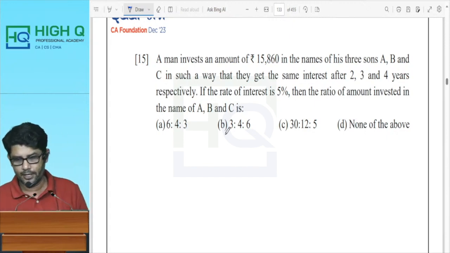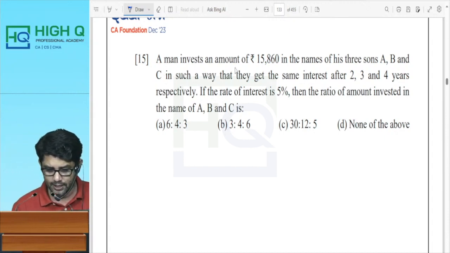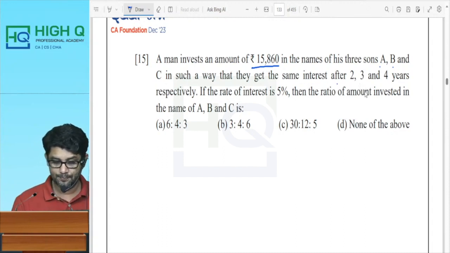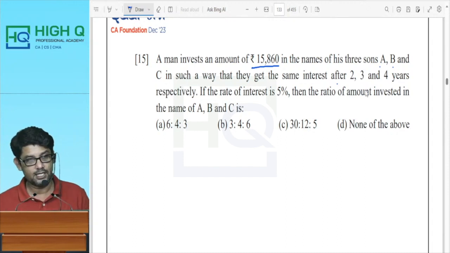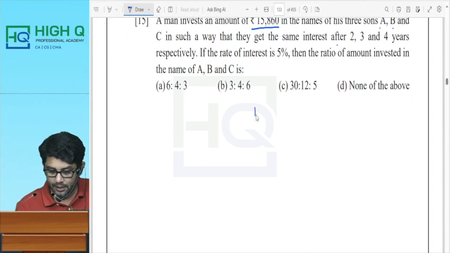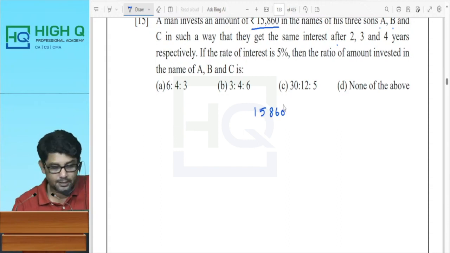Okay, now try. A man invests an amount of 15,860 rupees in the names of his three sons A, B and C in such a way that they get the same interest after 2, 3 and 4 years respectively. If the rate of interest is 5%, then find the ratio of the amount invested in the names of A, B and C. Please try to understand the question. I have got a money 15,860 rupees. For example, I got 3 sons.